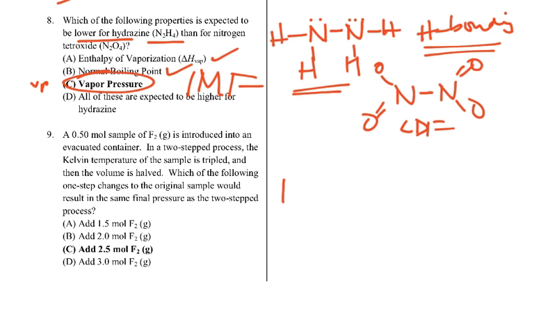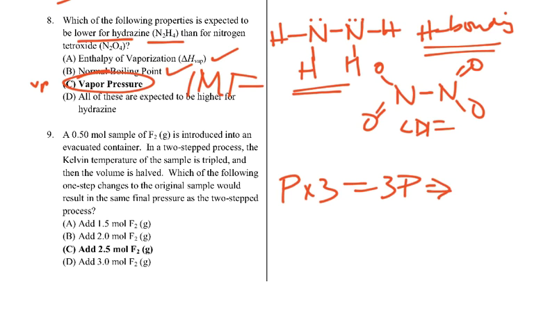So whatever pressure we have, if you triple the temperature, then that's going to triple the pressure. So now we're going to be at 3 times the pressure. And then you're going to take the volume and cut it down to half. Well, half the volume is going to double the pressure.